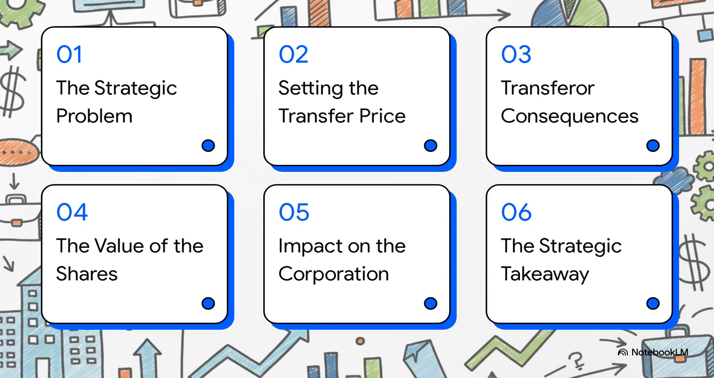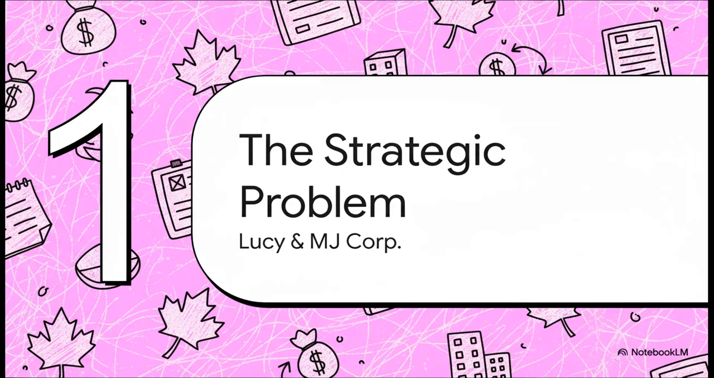All right, so here's how we're going to break this down today. We'll start with the problem, then get into the nitty-gritty of setting the price, see what it means for the person transferring the asset, figure out the value of the shares they get back, look at the impact on the corporation, and then tie it all together with the big takeaways. Okay, let's get to it.